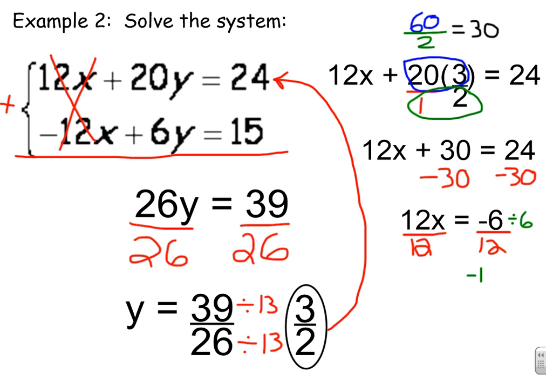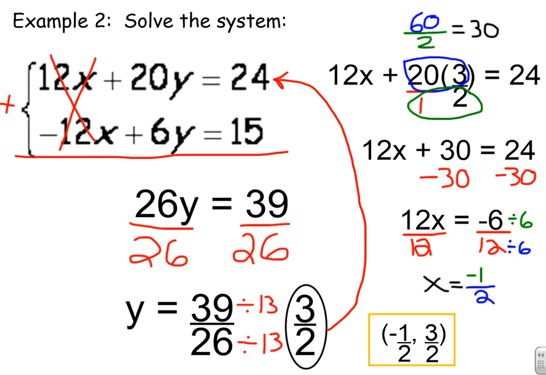I can divide 6 and 12 both by 6. Negative 6 divided by 6 is negative 1. 12 divided by 6 is 2. So x equals negative 1/2. Now that I have both my x and my y variable, I need to put them in an ordered pair, my x value going first, my y value going second, for a final answer of negative 1/2 and 3/2.